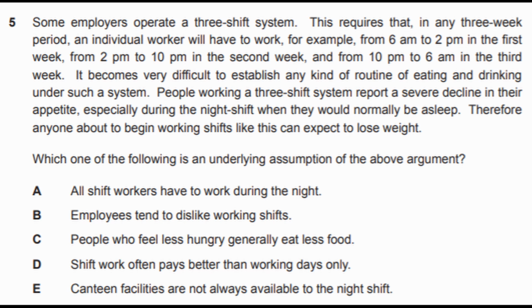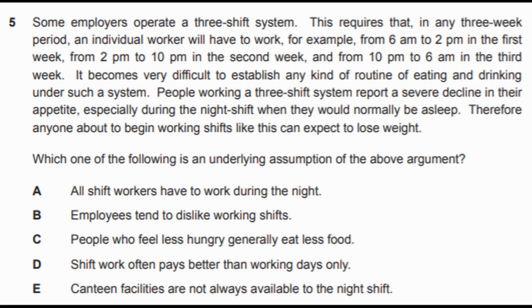So even though it seems like a very likely fact that employees dislike working shifts, it's not an assumption that is necessary for the argument to make sense and for us to get from the premises we've been given to the conclusion that we've been given. So moving on to C. Now, this is the correct underlying assumption of the argument.